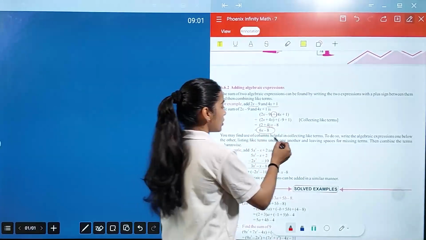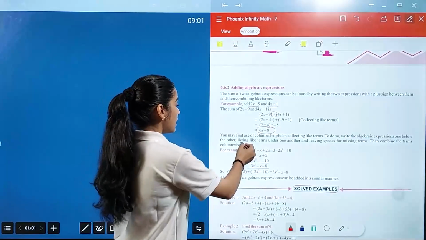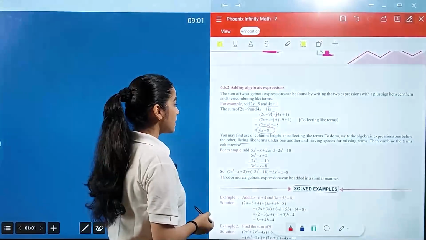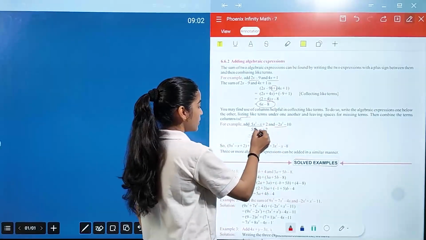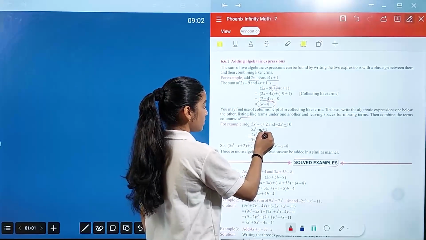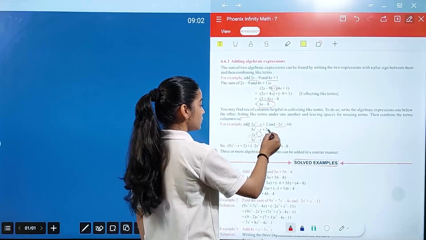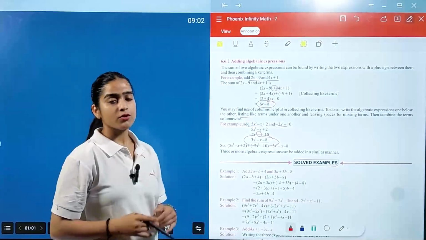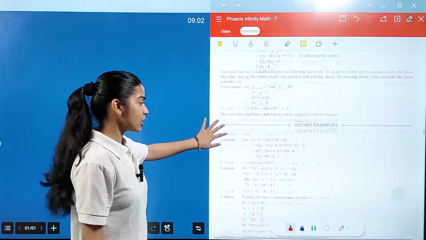You may find the use of columns helpful in collecting like terms. To do so, write the algebraic expressions one below the other, listing like terms under one another and leaving spaces for missing terms. Then combine the terms in columns. So in this way, you can write this as well. 5x square below the minus 2x square. Minus x, we don't have any minus x, so you have to leave the space for this, and then 2 and minus 10. So this is your final answer. You have your choice, whichever you find easier and simpler. You can opt for that and solve your algebraic expression accordingly.